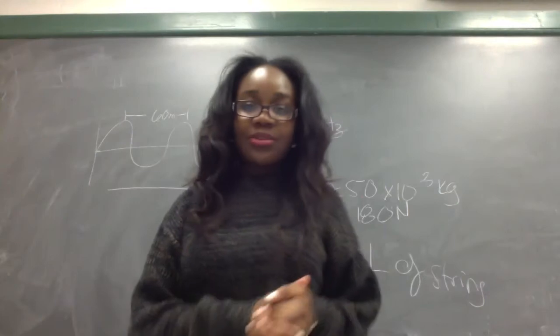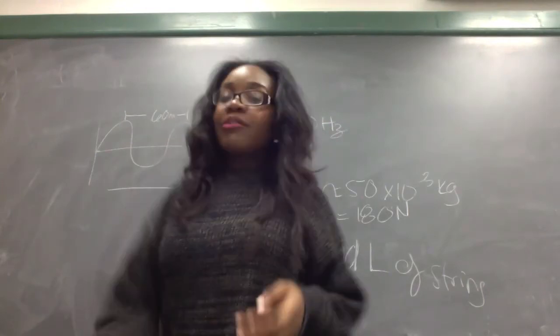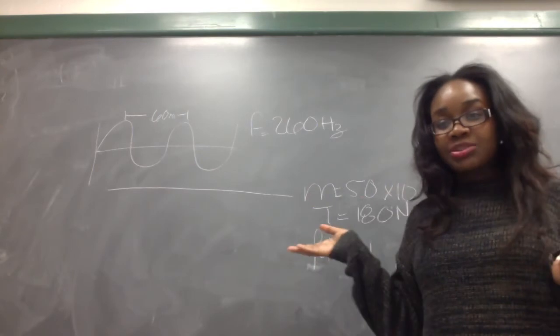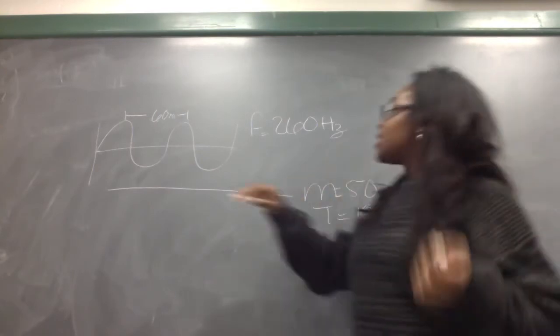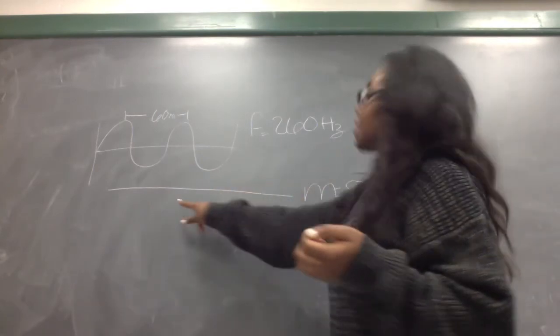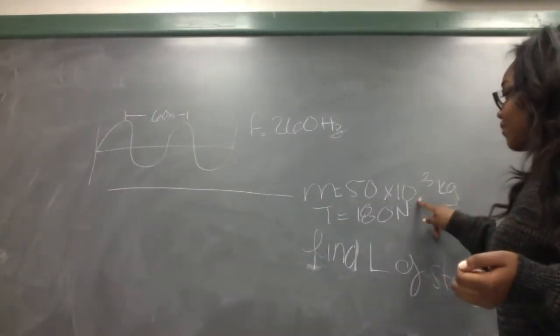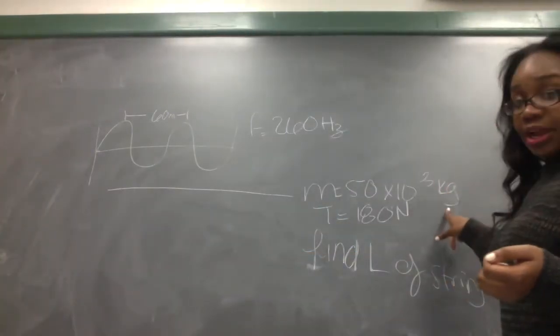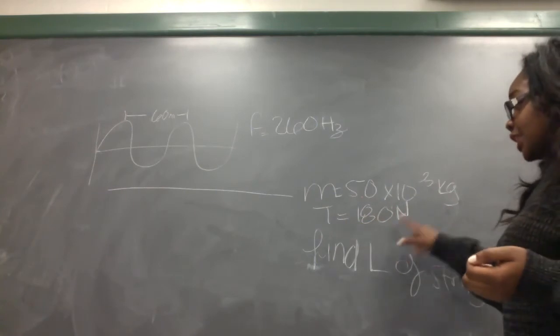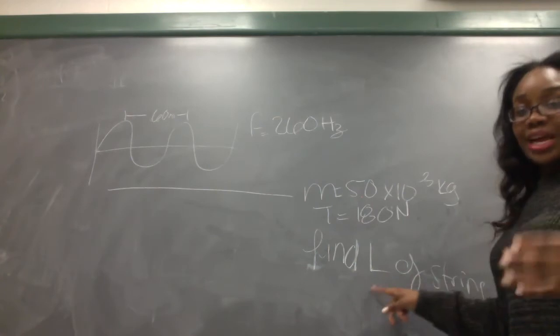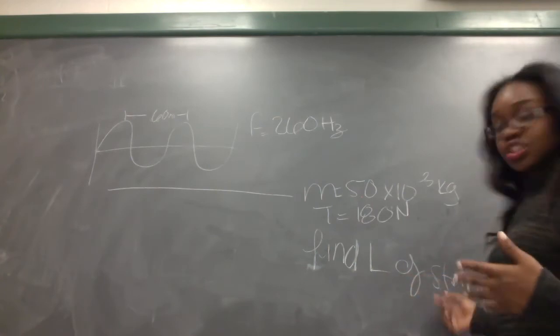So, the first thing we're going to do is draw a diagram, which I've already drawn so that we can better understand the question and find ways to attack the problem. Okay, so basically we have a string. Here's my string. And what we're given is that the mass is 5 times 10 to the negative 3 kilograms. We have a tension of 180 newtons. And what we want to do is find the final length of the string.